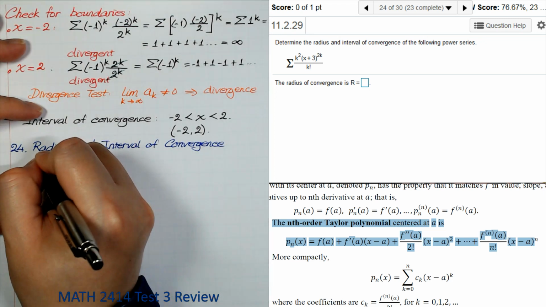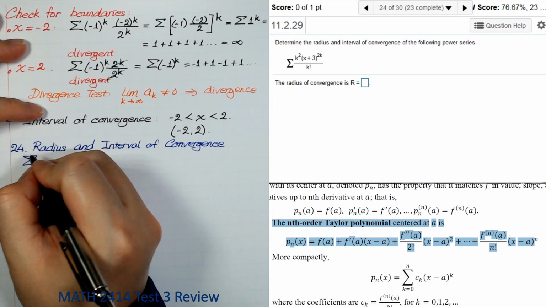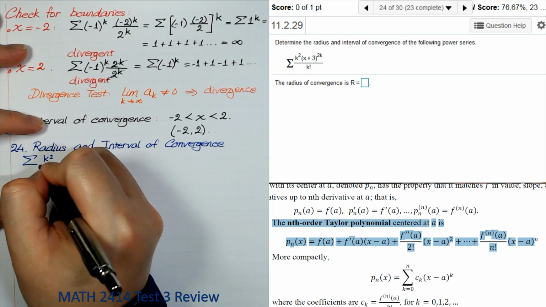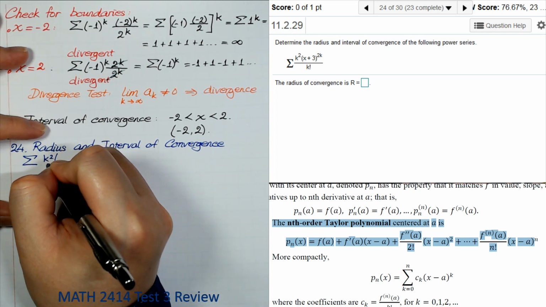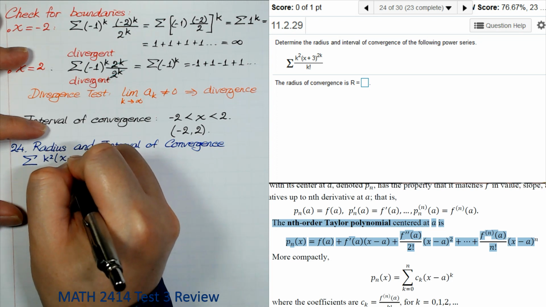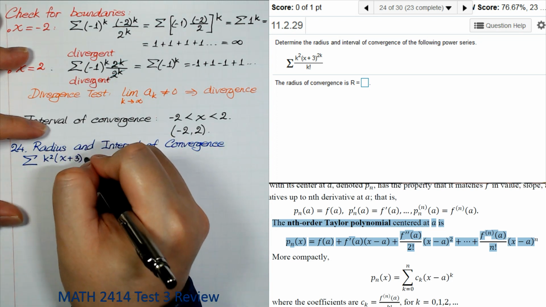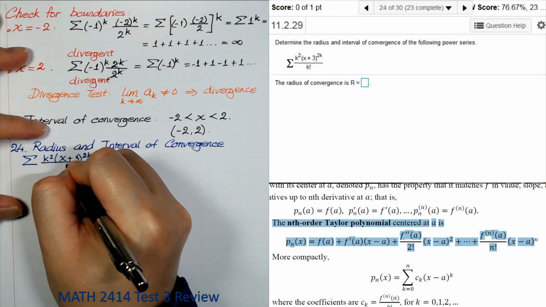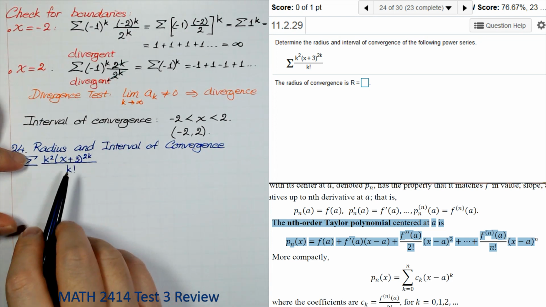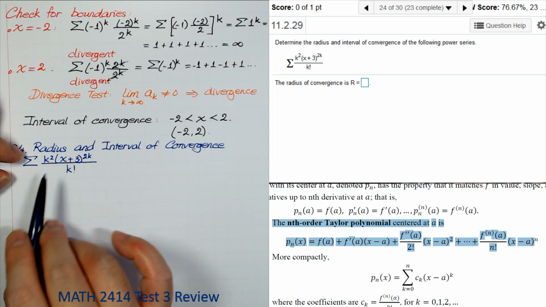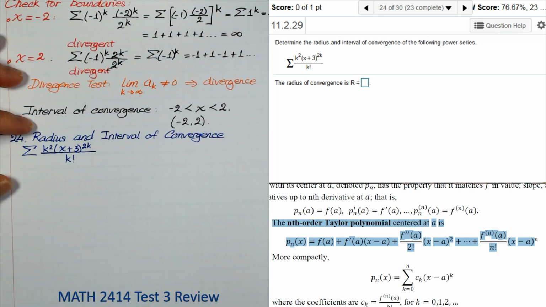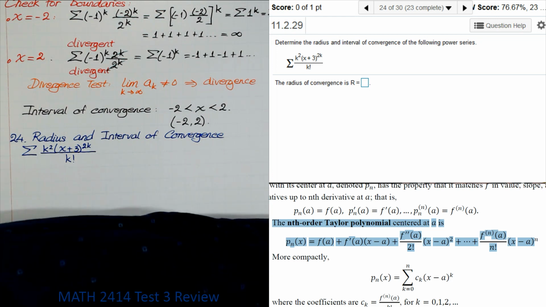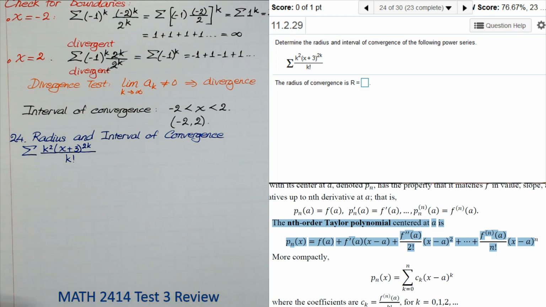And we have the series k squared times x plus 3 to the 2k over k factorial. So when we write it like this, it looks like the center is at -3. Right. So, ratio test.